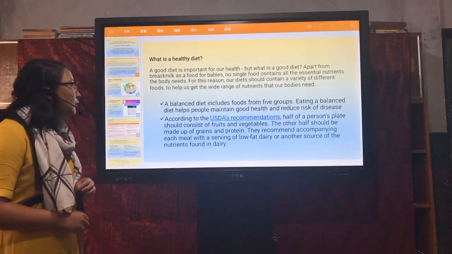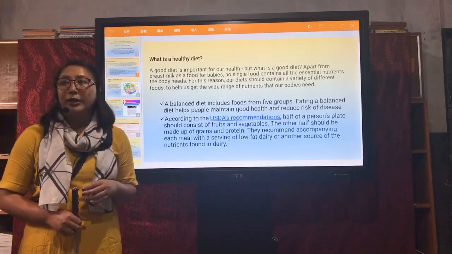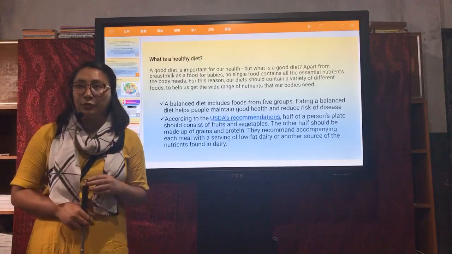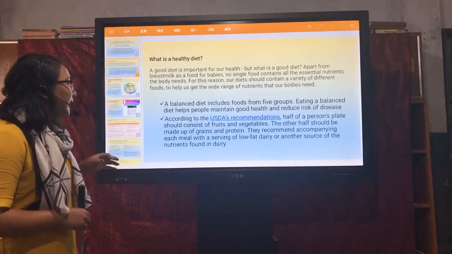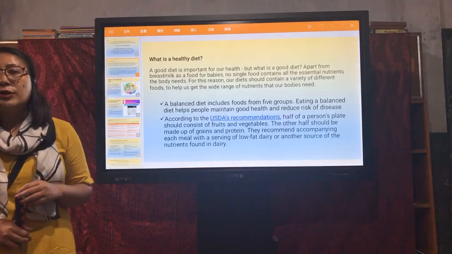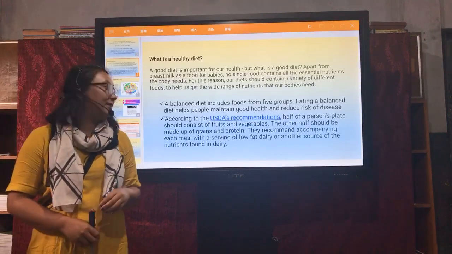A balanced diet includes 5 food groups, which I will talk about later on. Eating a balanced diet will help us to maintain good health, and it will also help us to reduce the risk of diseases.